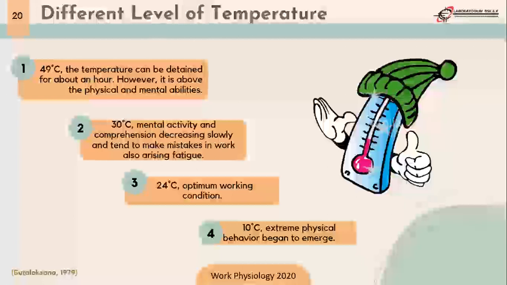Temperature can be tolerated for about 1 hour, but is far above physical and mental abilities. For 33 degrees Celsius, mental activity and comprehension begin to decline and people tend to make mistakes in work and feel physical fatigue. And 24 degrees Celsius is the optimum grade for working conditions. And then at 10 degrees Celsius, extreme physical behavior begins to appear.